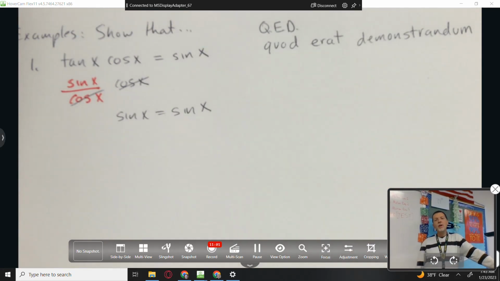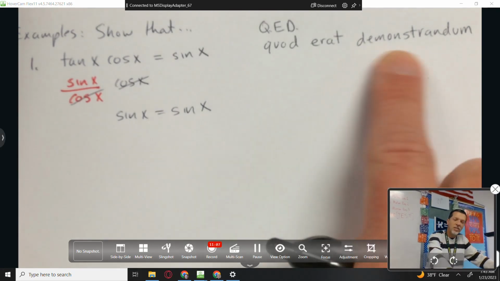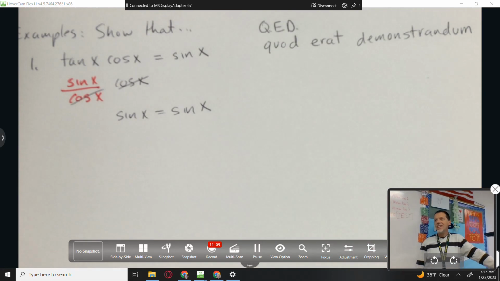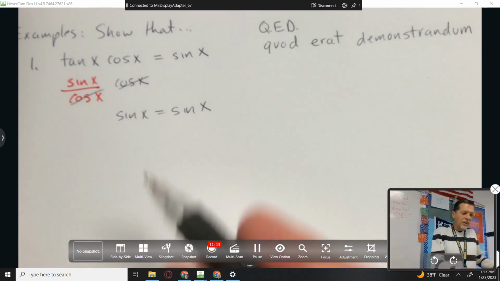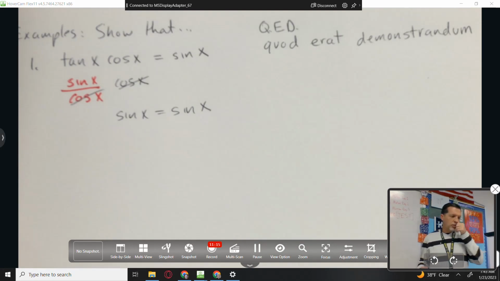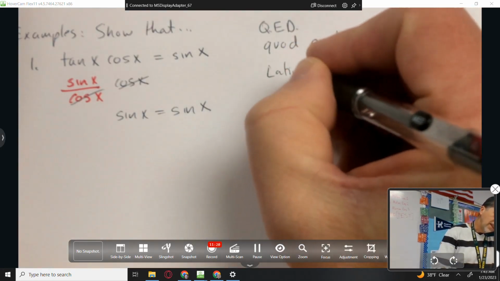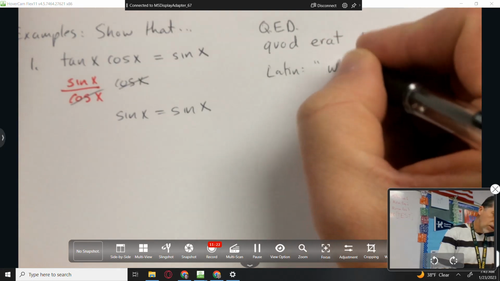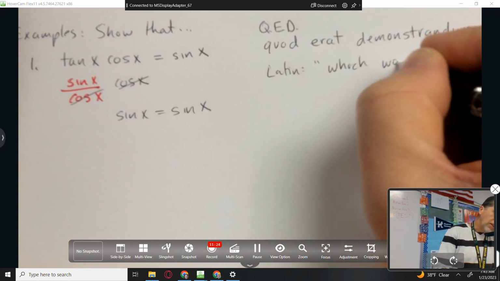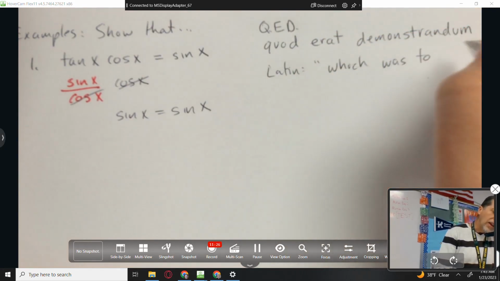Now, I don't expect you to know what quod and erat mean. I don't even know what they mean other than what it means in full. But what does that last word look like? Demonstrated. And so basically this means, look, I demonstrated it. I'm done. I showed you my work. We're good. It's Latin for, again, you're not writing this down, you're just thinking about things, which was to be demonstrated.